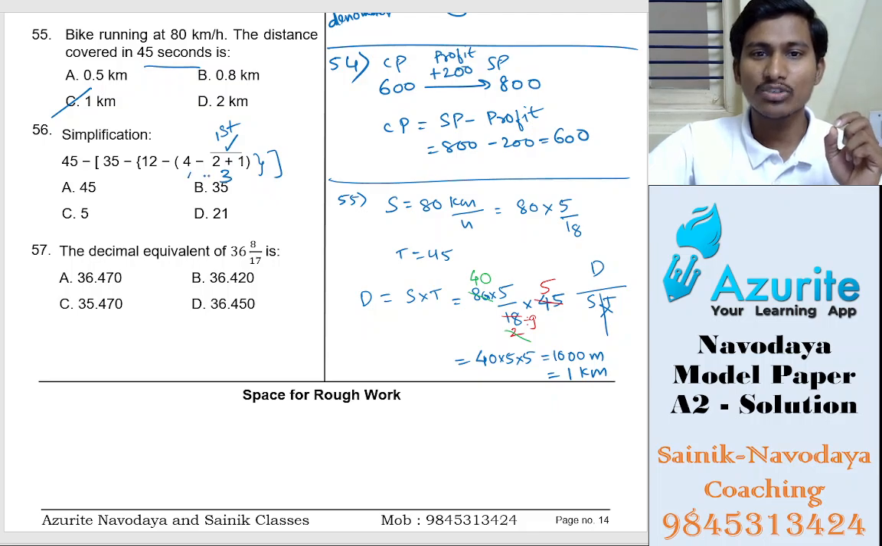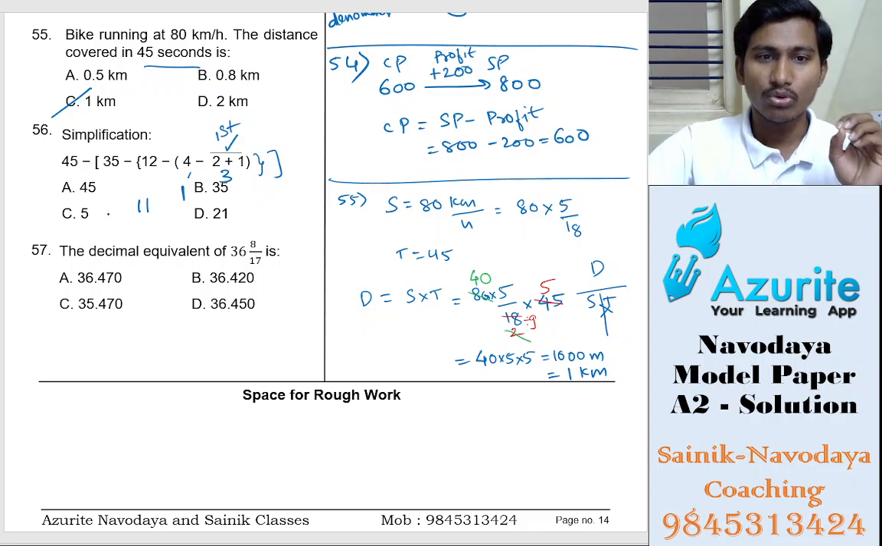4 minus 3 is 1. So 12 minus 1 now. 12 minus 1 is 11. So 35 minus 11. 35 minus 11 is 24. So 24 will come here. Then 45 minus 24 is how much? That is 21, the answer.